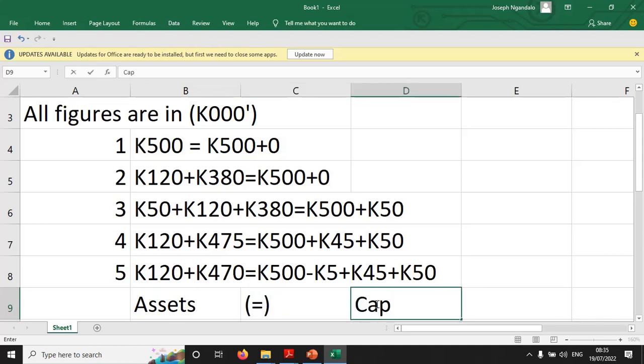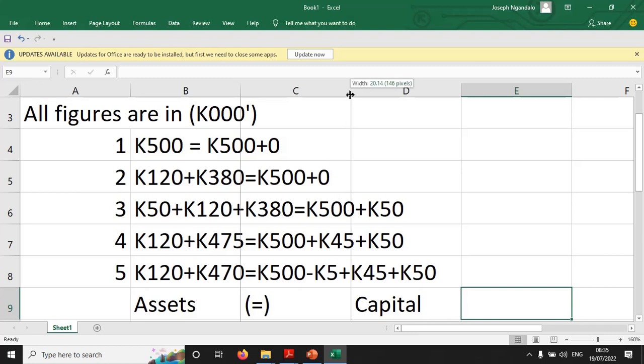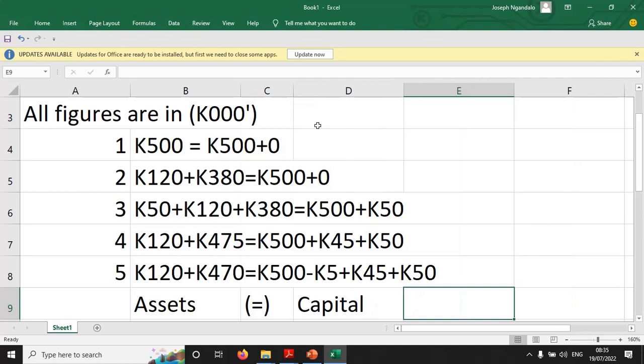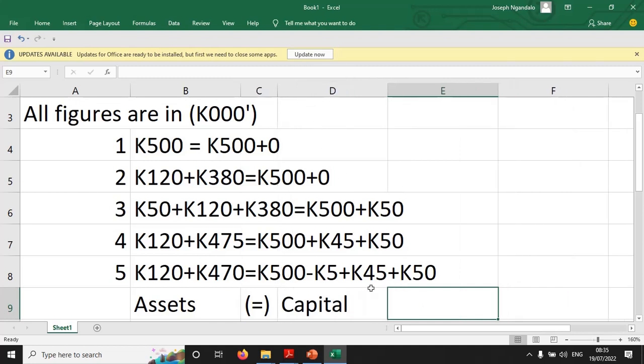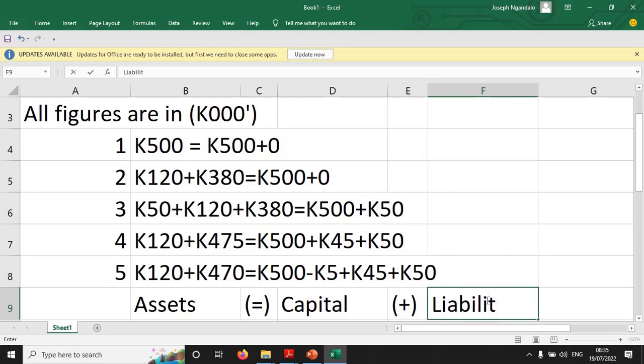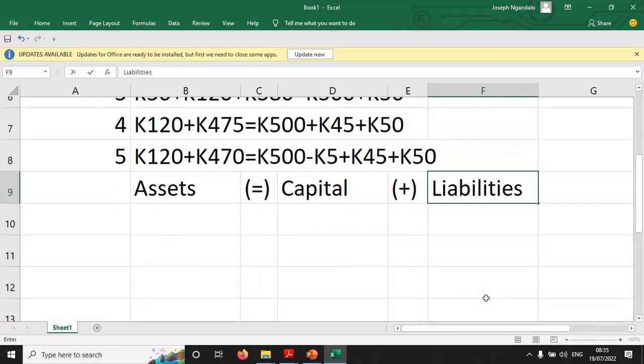Capital plus what? Yes. This may not look very good, so let's bring it here. And I'm going to also bring the plus somewhere here so that you can understand what is going on. Plus liabilities, right? So we're going to summarize now and conclude.